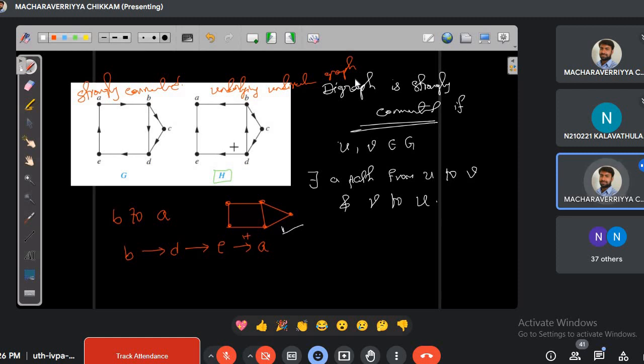So I can simply say that if the underlying undirected graph is connected, then the digraph is weakly connected. This is weakly connected. The original digraph is not connected, but the underlying graph is connected. Do you understand? Connected, I mean, I'm talking in terms of directed edges, so having a path from one vertex to any vertex. That is what I mean.